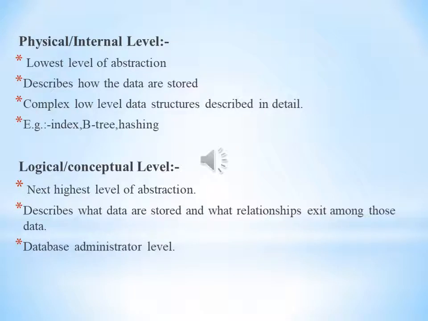The physical level is called the internal level. It is the lowest level of abstraction. It describes how the data are stored, and the complex low-level data structures are described in detail. Examples of the physical level are indexing, B-tree and hashing. Now, the logical level is called the conceptual level. It is the next higher level of abstraction and describes what data are stored and what relationships exist among this data. It is the database administrator level.